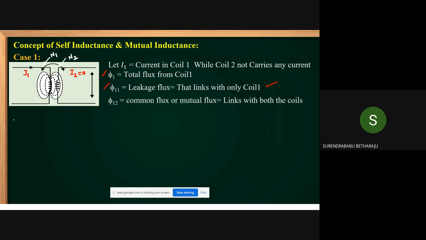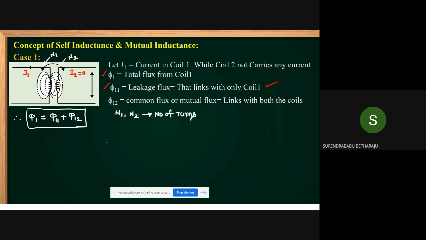Now tell me, students, what is the total flux of coil 1? In the total flux, some flux is the leakage flux and some flux links with both the coils. Very important formula: phi 1 equals phi 1 leakage plus phi 2, where N1, N2 are the number of turns in coil 1 and coil 2.